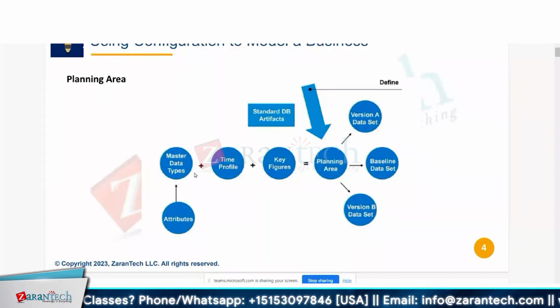So master data would have time profile as one of the attributes. They will have key figures. Then you have the planning area. All this is fed in the planning area. And then you have the versions, version A or version B, which is part of the data sets. So one planning area can have different versions. And you also have something called baseline data.